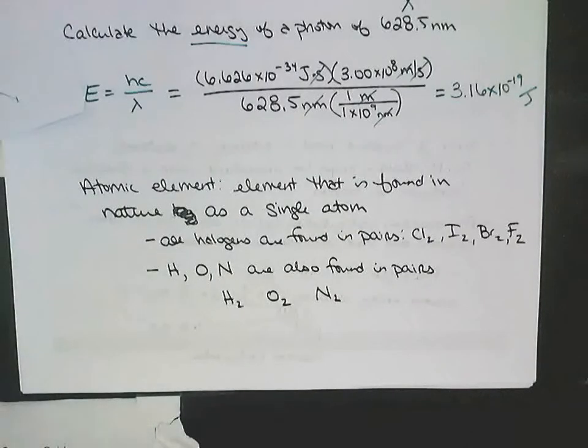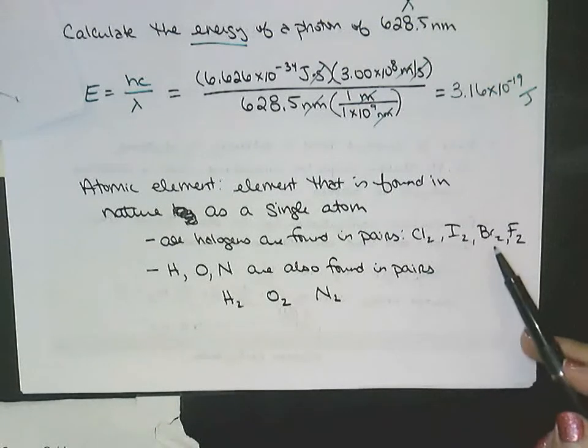So bromine is always found with B? Yep, everybody that's a halogen, chlorine, iodine, bromine, fluorine, always are in pairs. And the only other 3 that we care about are going to be hydrogen, oxygen, nitrogen.